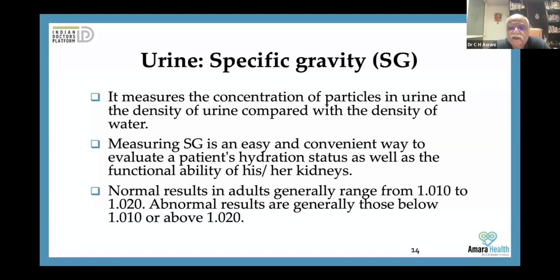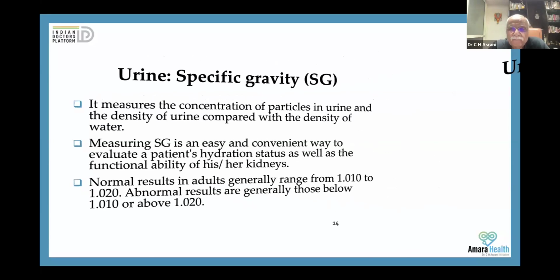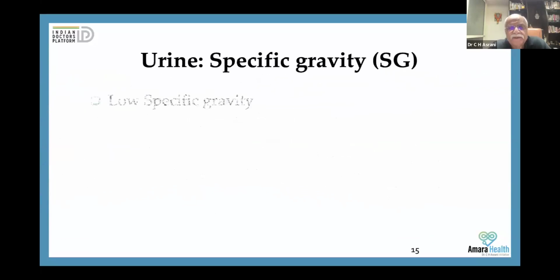Normal results in adults generally range from 1.010 to 1.020. It's called as 1010 to 1020. Abnormal results are below 1010 and above 1020. Low specific gravity: excessive fluid intake, the patient is overhydrated.